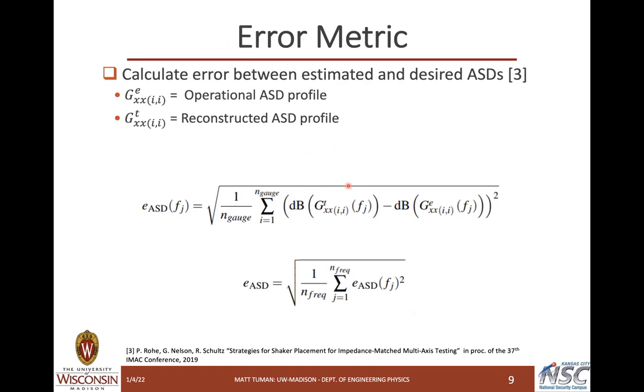To compare reconstruction accuracy between our different configurations tested, we used an average dB error metric. To compute the error metric, the first step is to average the square dB error between operational profiles and the reconstructed acceleration profiles at a specific frequency. Then the final metric is calculated by averaging the errors computed in the first step over all frequency lines in the bandwidth of interest. So essentially a low error is desirable, and in our case, we found that a dB error of less than 7 is very good.